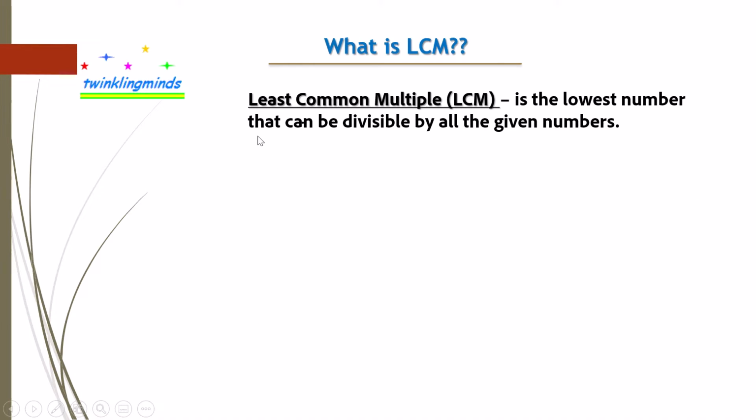What is LCM? LCM is least common multiple. What is that? It is the lowest number that can be divisible by all the given numbers. So the least common multiple or LCM is greater than or equal to the highest or biggest number in the given group of numbers. Simple, right? So it is the lowest number that can be divisible by all the given numbers.